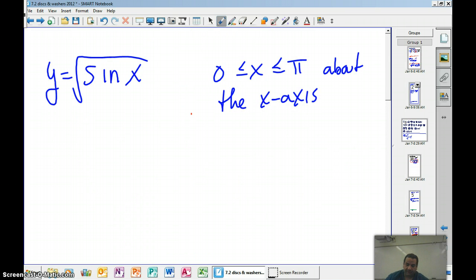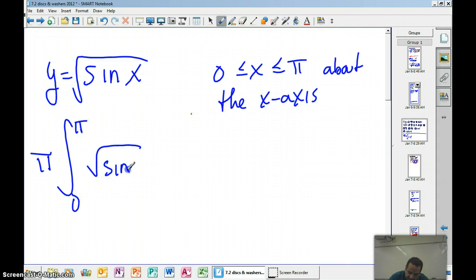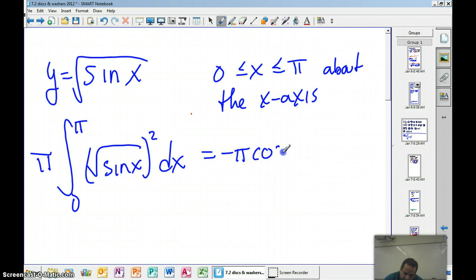Let's do another one. The square root of sine x from 0 to pi about the x-axis. So I will say this is going to be pi times the integral from 0 to pi of the square root of sine x, all of that squared dx. It comes out nice because when I do that integral, it's going to be negative cosine of x. Remember, the square root and the square undo each other. The integral of sine is negative cosine, times pi, and we're going to do this from pi to 0.